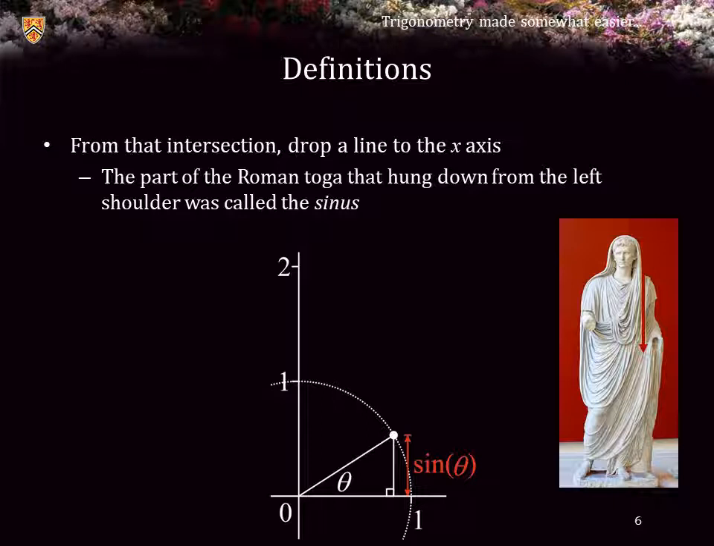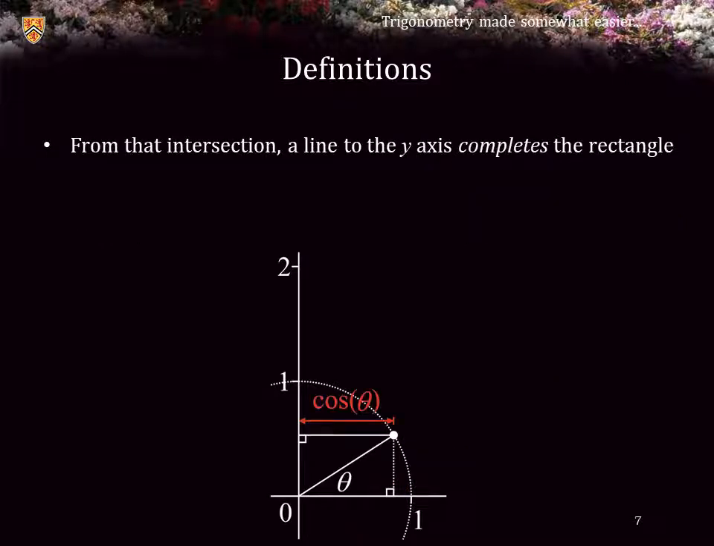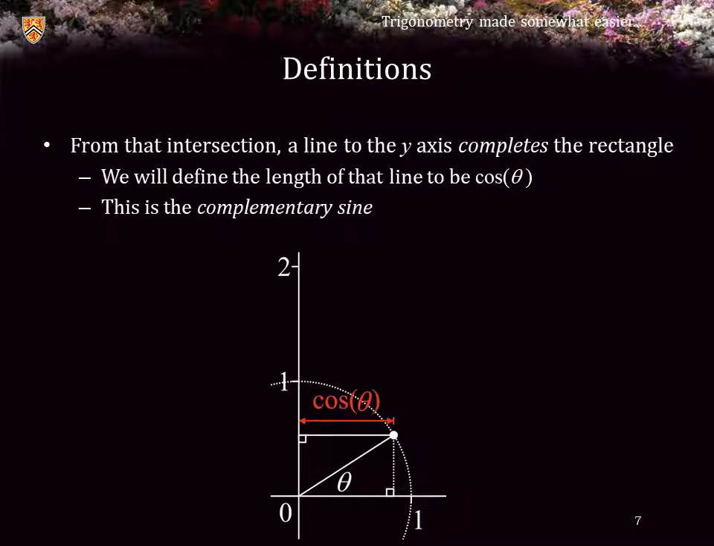Now, the part of the Roman toga that hung down from the left shoulder was called the sinus. We will define the length of this line dropped down to the x-axis to be a length equal to sine theta. From that intersection point, we can also draw a line to the y-axis, and this completes a rectangle, or completes the coordinate. We will define the length of this line to be cosine of theta. That is, it is the complementary sine of the angle theta.